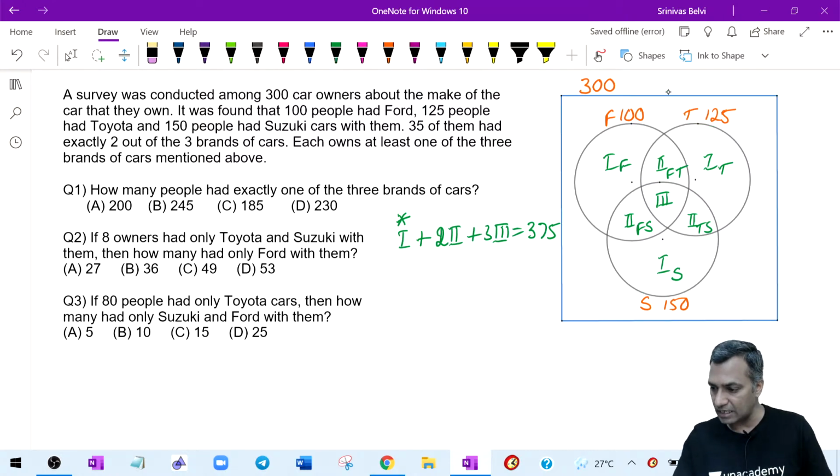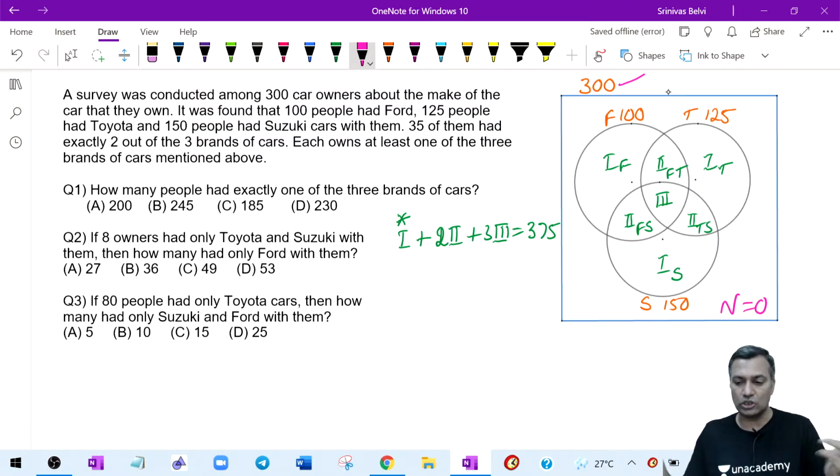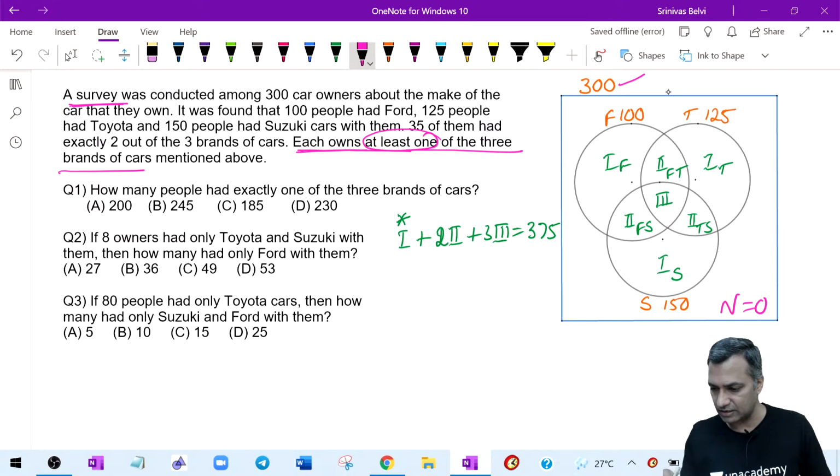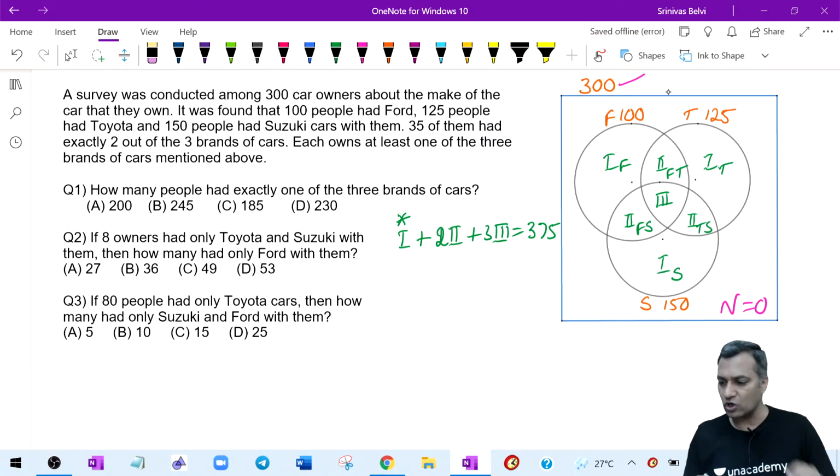That is 375. But at the same time, I also know, what is this 300 trying to do here? What about the none? None is equal to 0. Who said? The author only said. Look at the last question. Each of them owns at least one of the three brands, which means when you took a survey, there was nobody in that survey who said that I don't own any of these three brands of cars. They all own at least one of the brands of these cars. Fair enough. All right, so we got to that point.